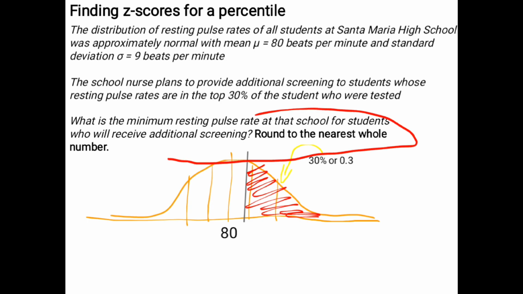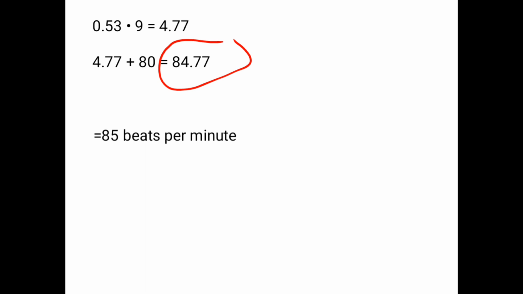So the z-score is 0.53, and we just have to figure out what value gives us a z-score of 0.53. Well, this just means 0.53 standard deviations above the mean. So to get the value, we take our mean and add 0.53 standard deviations. So 0.53 times 9 gets us 4.77. 4.77 plus 80, since the mean is 80, is equal to 84.77. They want us to round to the nearest whole number, so we round to 85 beats per minute. So the answer is 85 beats per minute.